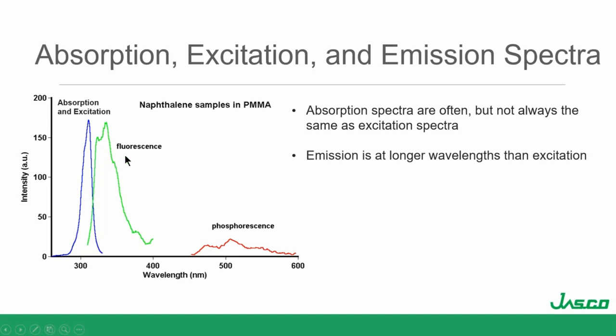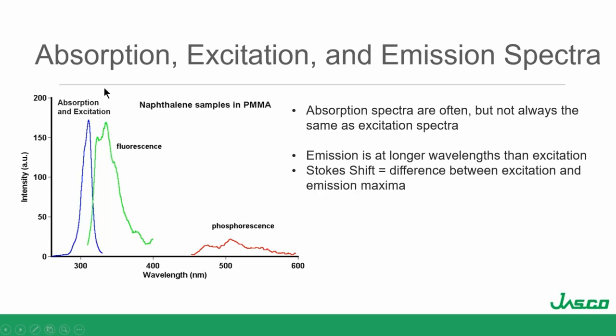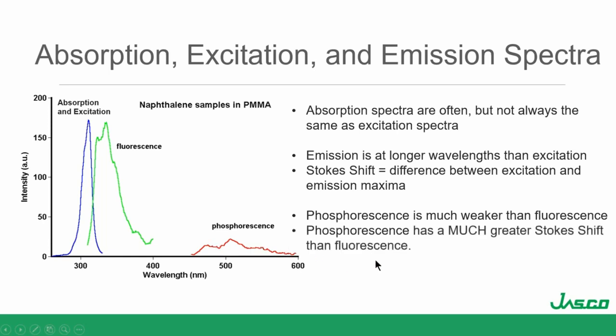The next thing you should observe is that emission, whether it's fluorescence or phosphorescence, is at longer wavelengths than the excitation. This is called the Stokes shift. And so the difference between this lambda max for excitation and lambda max for emission is the Stokes shift. In this case, it's fairly narrow. In the case of phosphorescence, which is a much weaker signal, much lower quantum efficiency, we see that the Stokes shift is much greater, right? So that's an advantage of phosphorescence in terms of getting rid of that scattered excitation light problem.